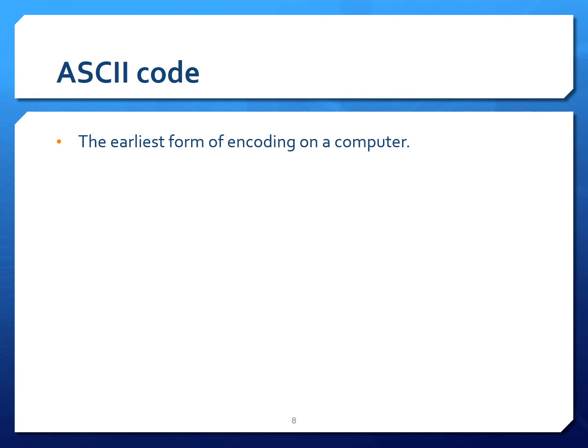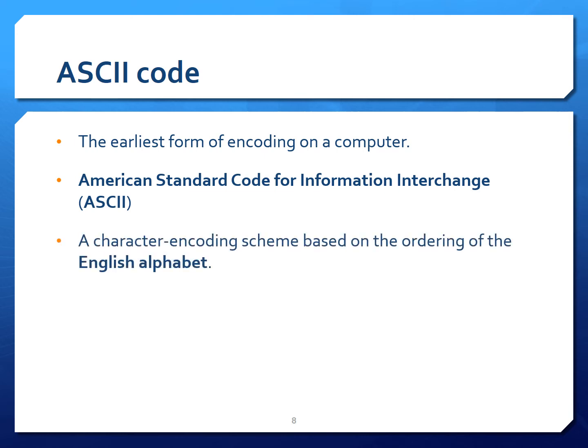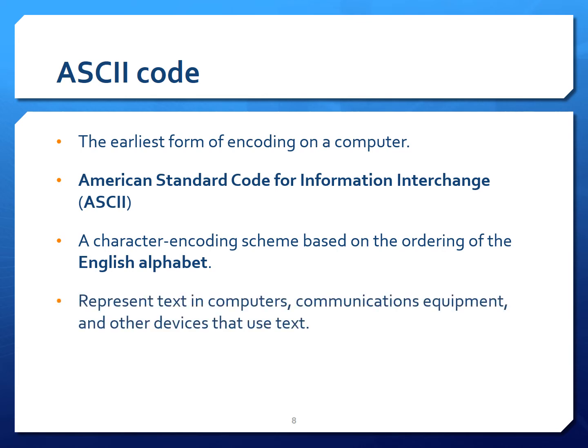ASCII code is the earliest form of encoding on a computer. It stands for the American Standard Code for Information Interchange. It is a character encoding scheme based on the ordering of the English alphabet. It is used to represent text in computers, communications equipment, and other devices that use text.